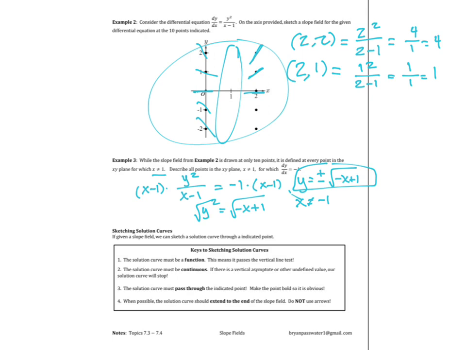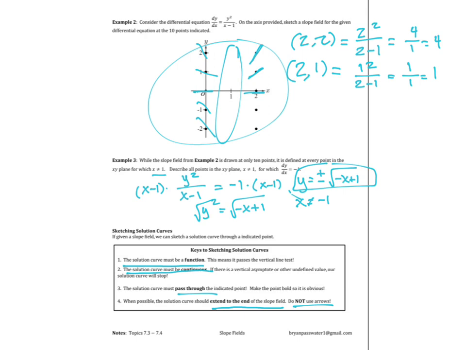Okay, when we're sketching slope fields or solution curves, these are some really important tips to know. One, the solution curve must be a function. That means you would only be able to sketch the top half or the bottom half of the equation in example 3. This means that it must pass the vertical line test. The solution curve must be continuous. If there's a vertical asymptote or other undefined value, our solution curve will stop. The solution curve must pass through the indicated point. When possible, the solution curves should extend to the end of the slope field, but don't use arrows.